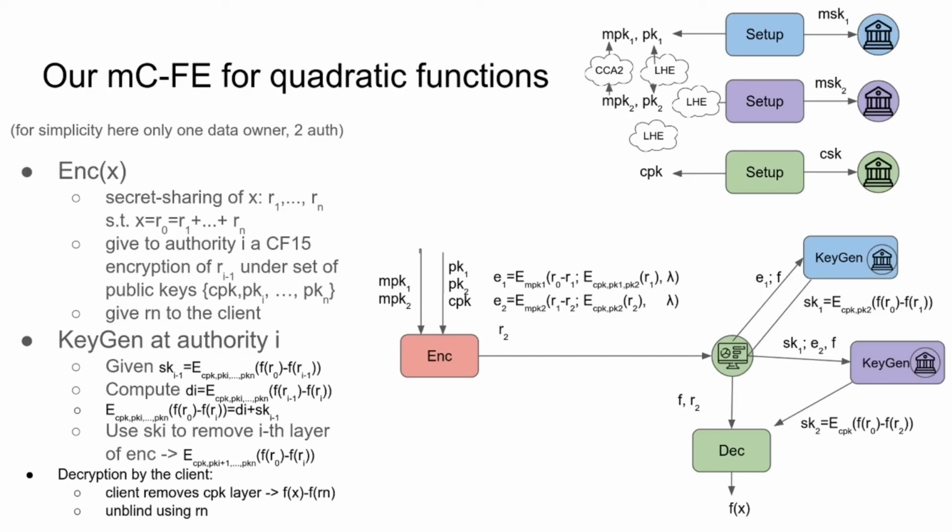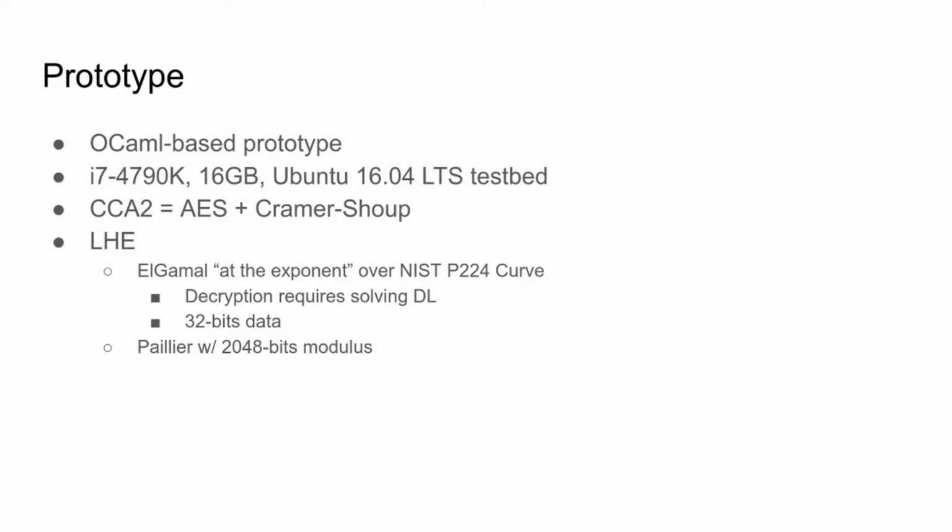What we prove about our construction is that it is secure if at least one party is honest, either the client or one of the authorities. And by security we mean that the data owner's data is protected and only the value of the intended evaluations can be leaked. We have implemented a general library for control function encryption based on our constructions.